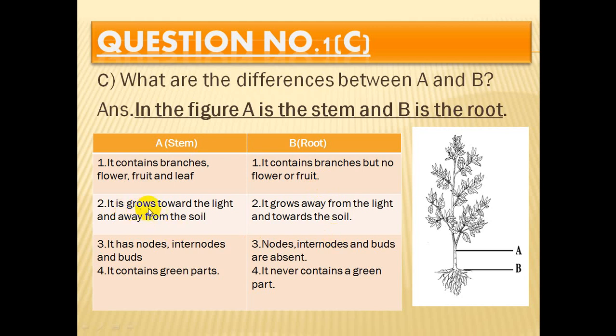Number two: the stem grows towards the light and away from the soil. The root grows away from the light and towards the soil. Number three: the stem has nodes, internodes and buds. In the root, nodes, internodes and buds are absent. Number four: the stem contains green parts. The root never contains a green part. The stem can produce food because it has green parts and leaves, but the root cannot produce food; it can absorb different types of nutrients and water from the soil.